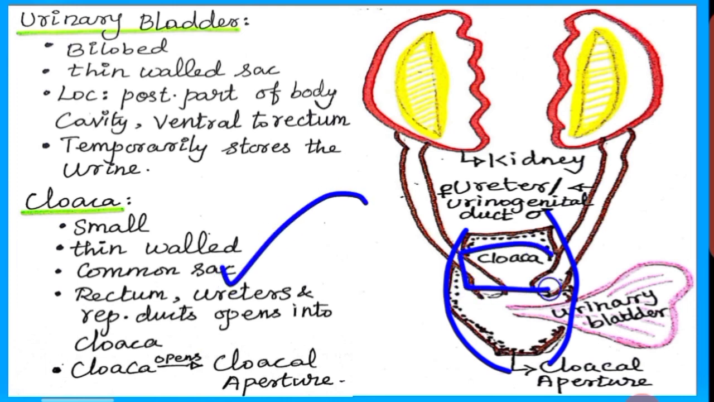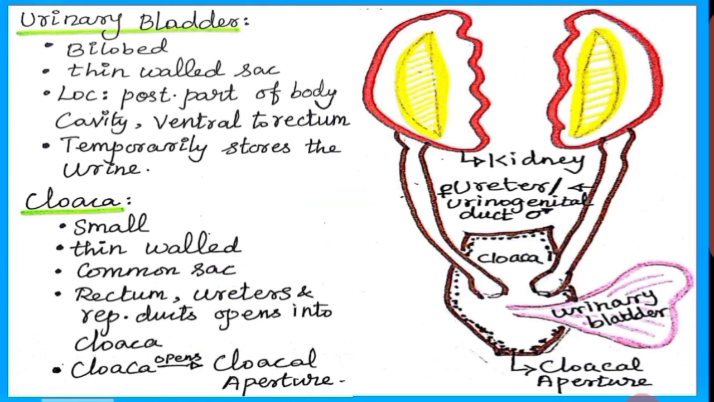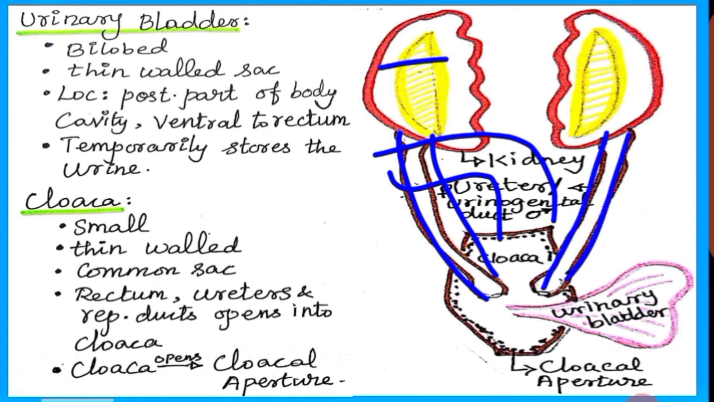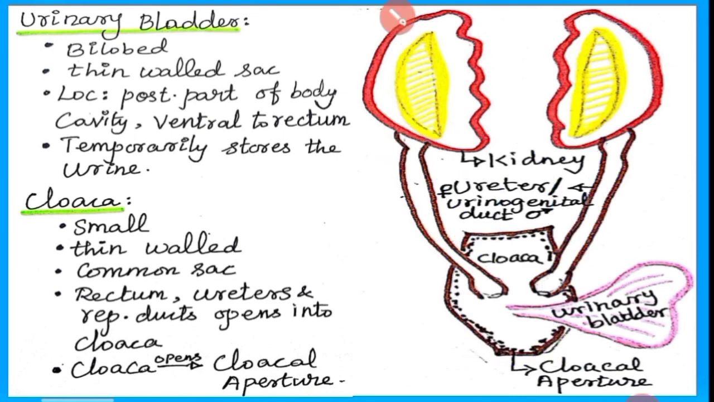Why do we consider it a common sac? Because the rectum, ureter and reproductive duct, everything opens inside the cloaca. The cloaca opens through the cloacal aperture into the external environment. For your SCERT board exam, you can refer to this point easily.